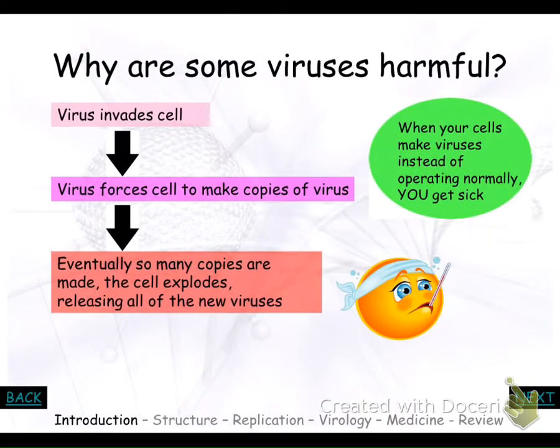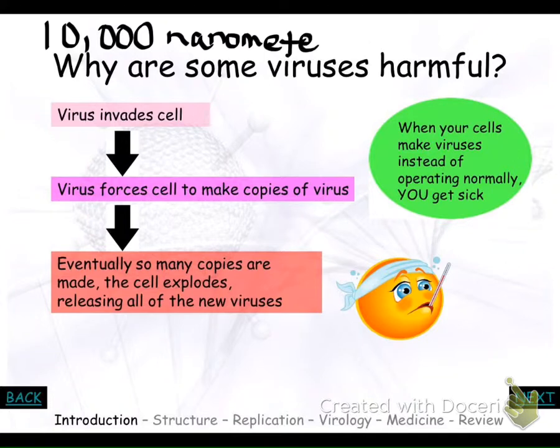So why are some viruses harmful? A virus is super tiny. A red blood cell is about 10,000 nanometers big. Bacteria are about 1,000 nanometers. And so viruses are about 100 nanometers big. So viruses are extremely tiny.